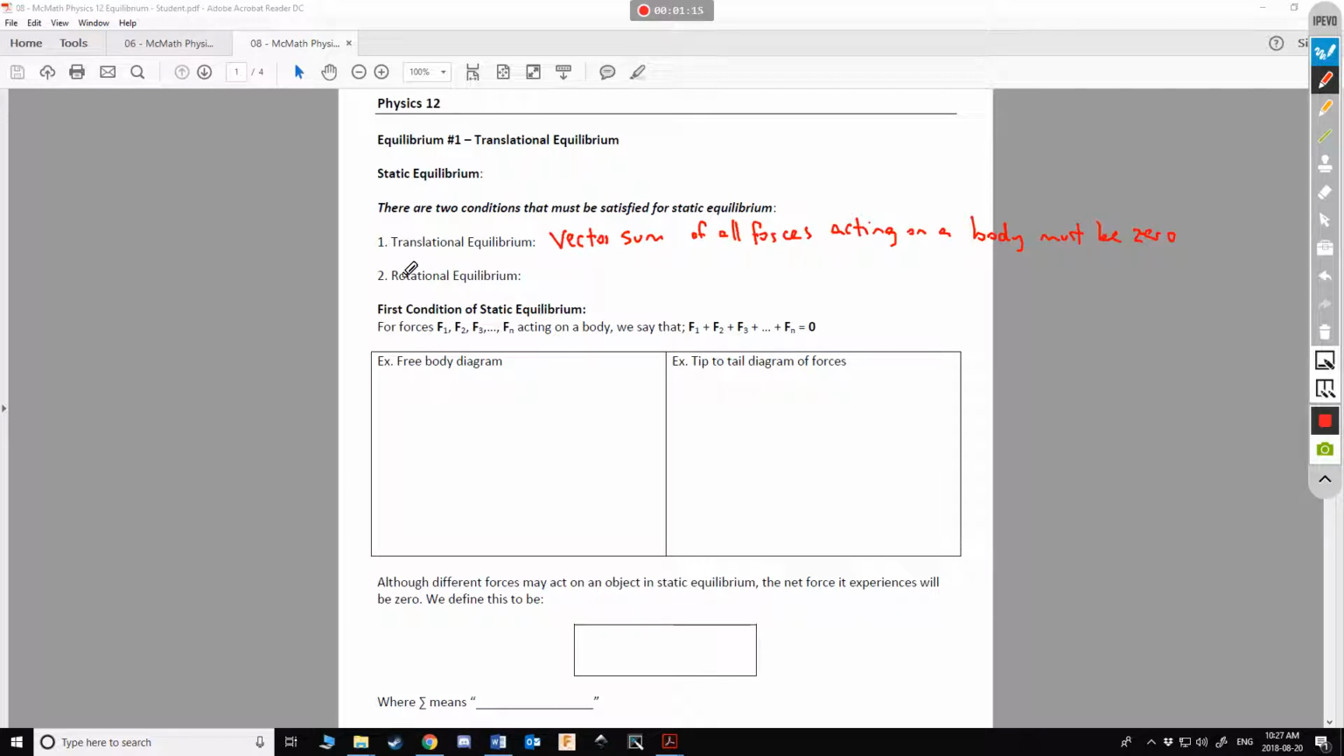Next day we'll look at something called rotational equilibrium, and this is the sum of the torques acting on a body must be zero.